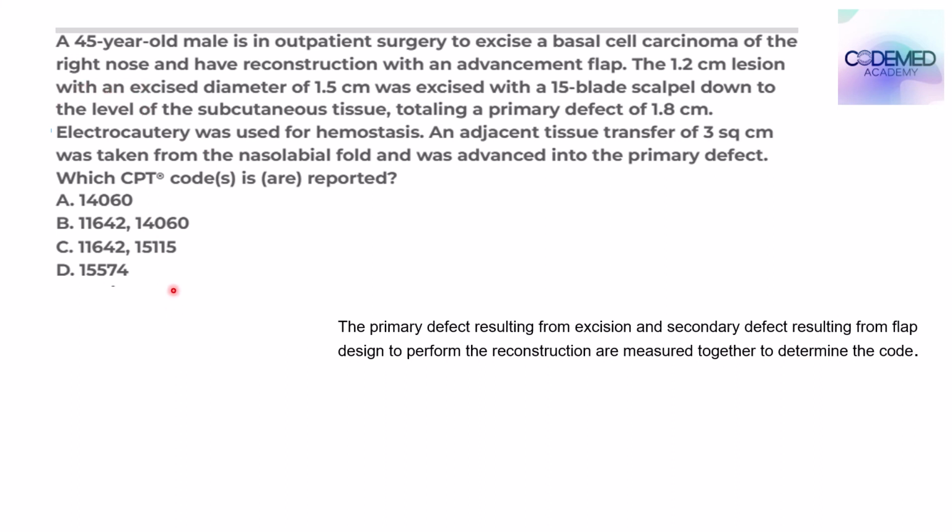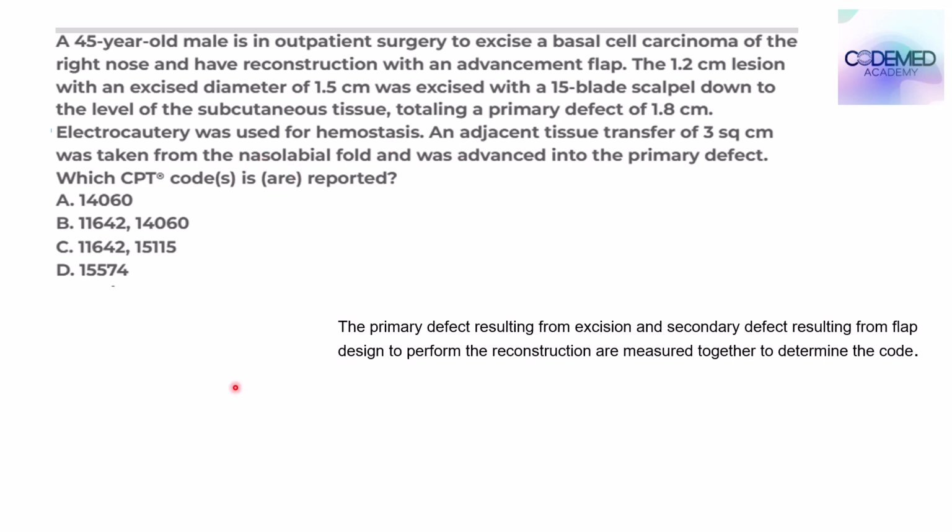Now we know that whenever we write ATT, we do not code the excision. So B is not the correct answer, and D and E are also not the correct answers because it is not a graft, it is a flap, and they have used adjacent tissue transfer.